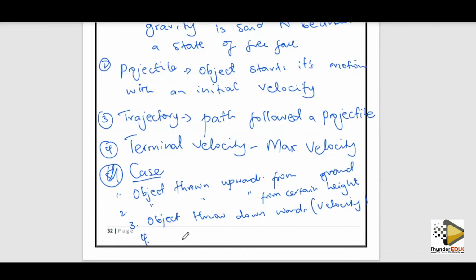And then number 4, what if the object is just released? The object is released or just dropped from a certain height, whereby the initial velocity is 0. That is case scenario number 4. And then lastly is case scenario number 5, an object that is released from a moving object.